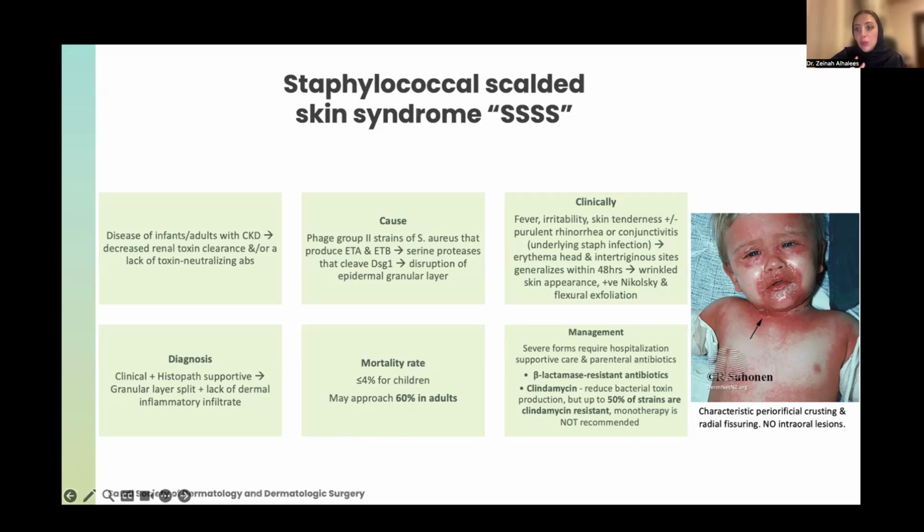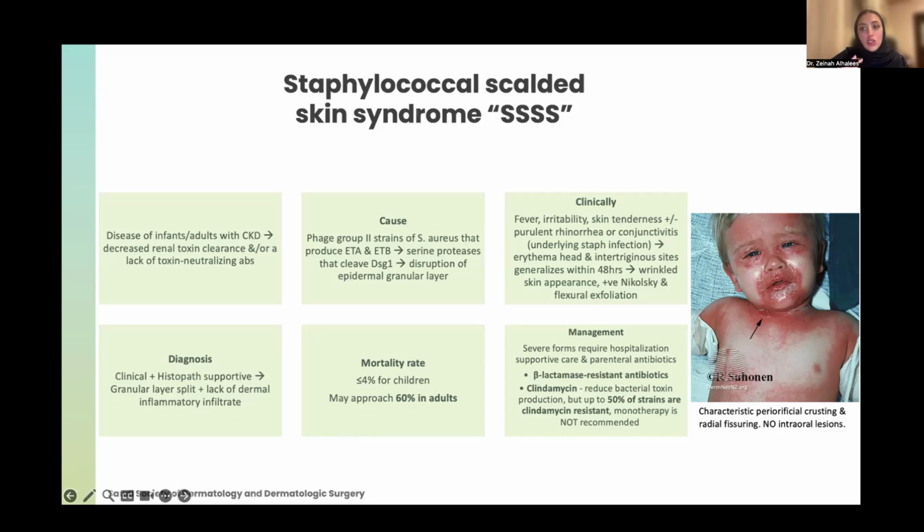And this is an important differentiation from SJS, and so they don't have intraoral mucosal involvement. Diagnosis is often clinical, but you can have histopath that's supportive of your diagnosis, where you have a split at your granular layer with a lack of dermal inflammatory infiltrate because it's quite fast and it's toxins, right? So similar to SJS, and mortality rate less than 4% in children.